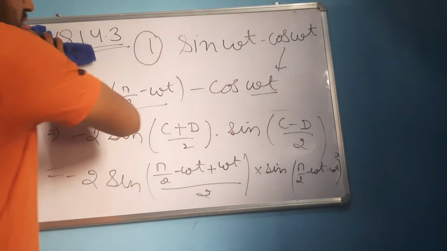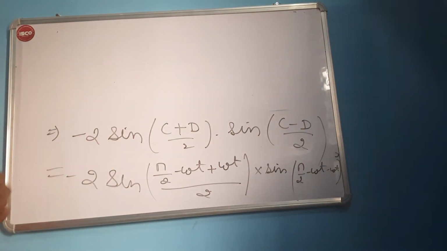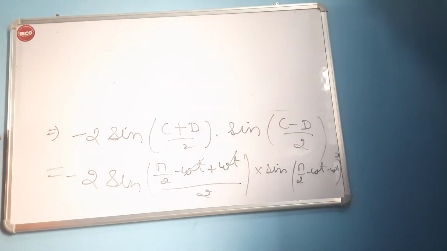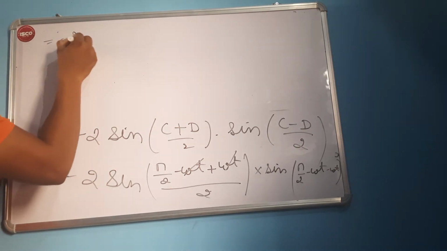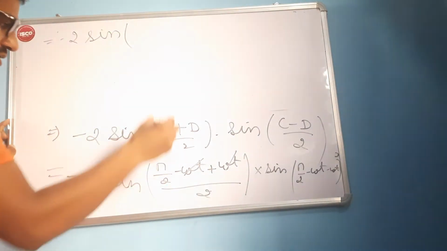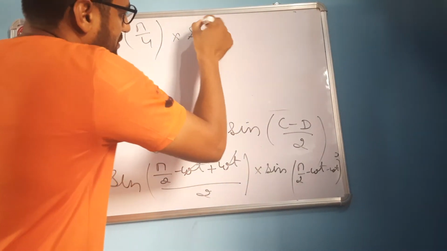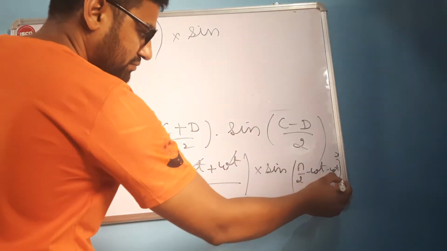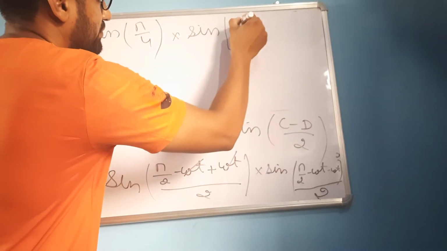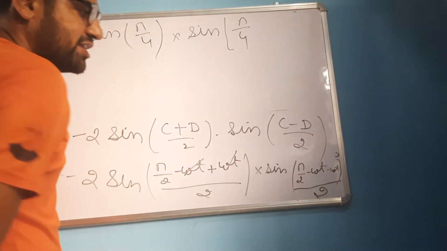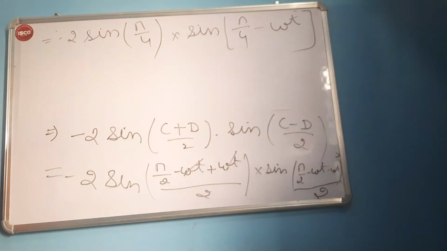So now let's move further. Here minus omega t will be cancelled with plus omega t. We are left with pi by 2 divided by 2, and it will be minus 2 sin pi by 4 into sin, here it is divided by 2 because of (C minus D) by 2. It will be pi by 4 minus 2 omega t divided by 2, which will be minus omega t.